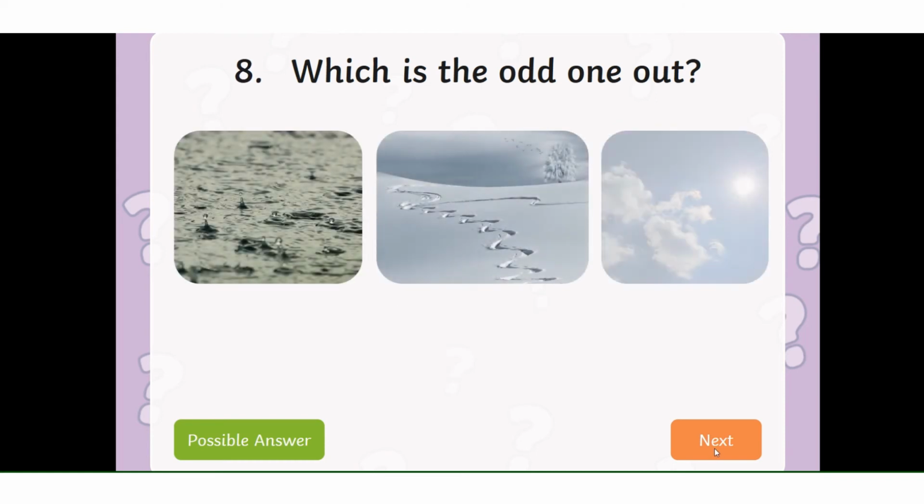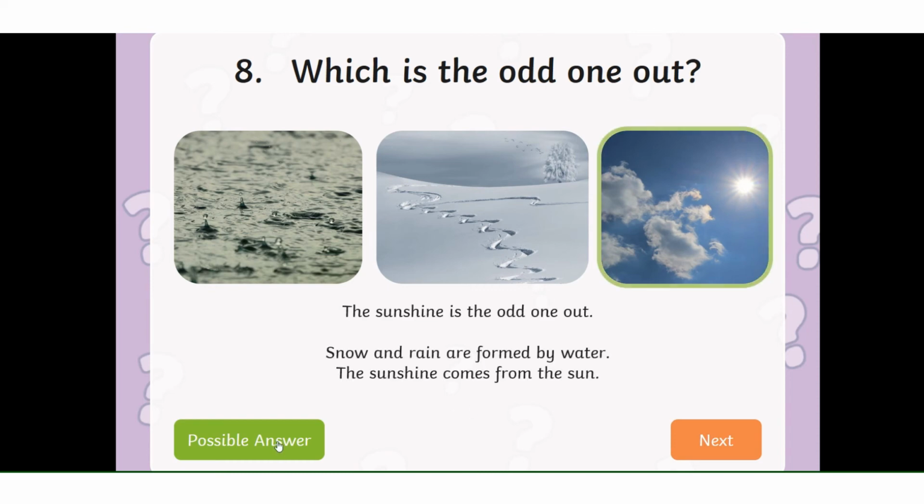Which is the odd one out? We can see some rain falling into a river or a stream or a lake. We can see some snow. We can see the sunshine in the sky. I think I might know. The sunshine is the odd one out. Snow and rain are formed by water. So water for the rain and water makes the snow, but the sunshine comes from the sun.